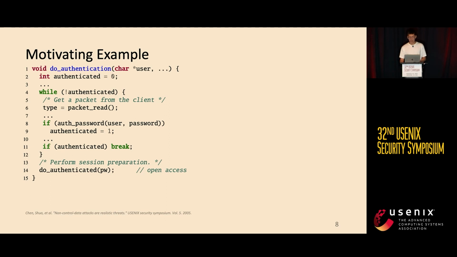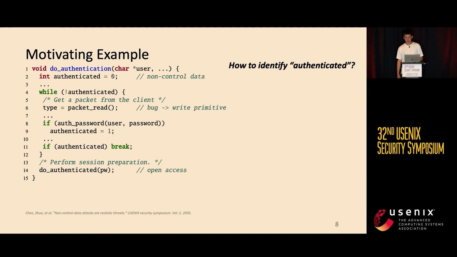Let's start from a classic data-only attack. The code is for an OpenSSH server to authenticate users. Authenticated is an integer. A while loop retrieves usernames and passwords from the network and verifies them. If correct, the server will set authenticated to 1 and break the loop to log in. However, attackers can leverage a bug in packet read to set authenticated to 1 and log in to the server even with a wrong password. So here, we call authenticated the critical data. And the question is how to identify variables like authenticated.